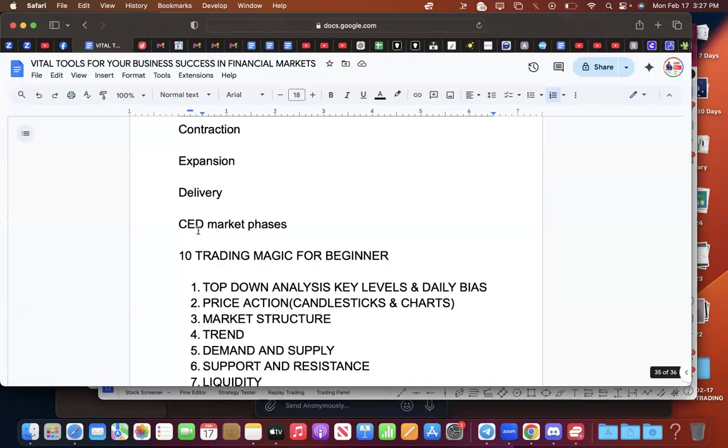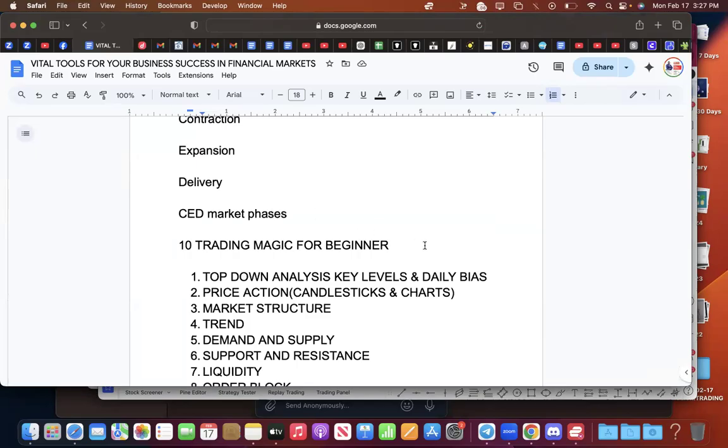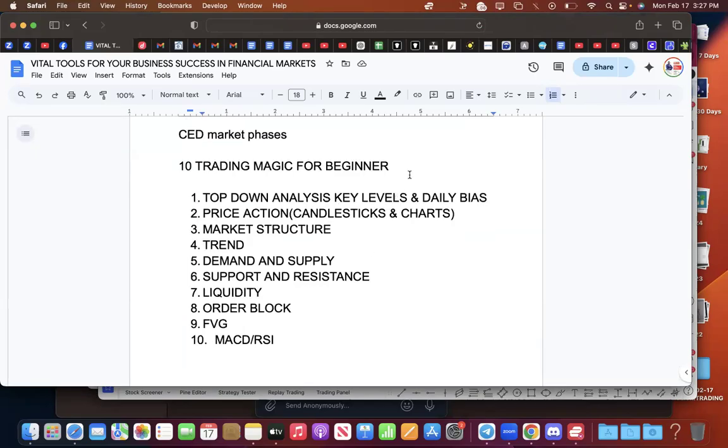What do I call it? Trading magic for beginners.